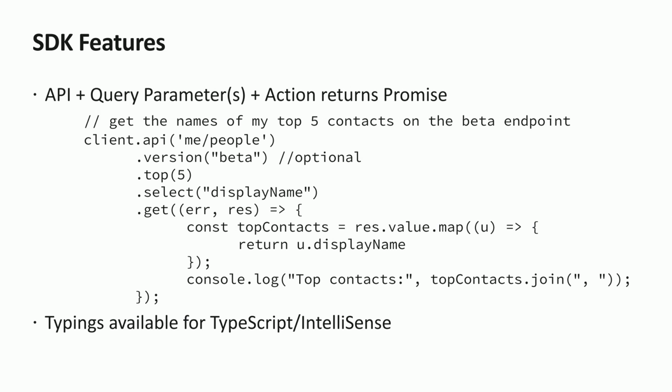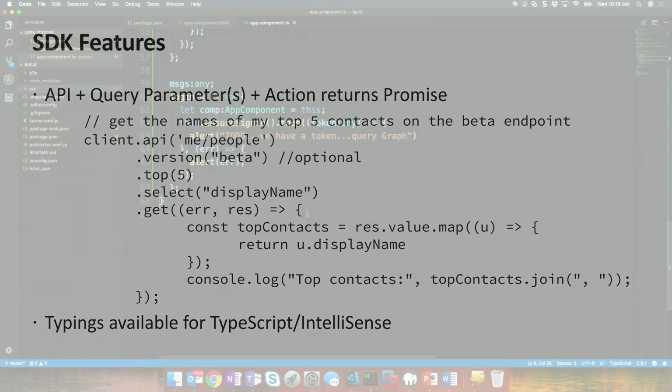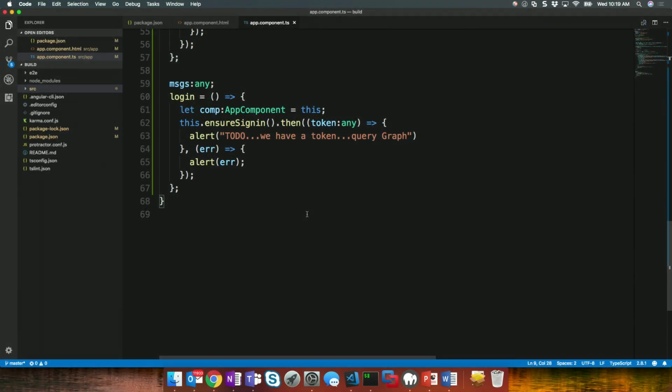Let's take a look at the JavaScript SDK for Microsoft Graph in more detail. As I mentioned, the Microsoft Graph SDK for JavaScript supports both client-side applications that run in a browser and Node.js applications. Here I'm going to do a quick demonstration of using this in a client-side application that uses Angular.